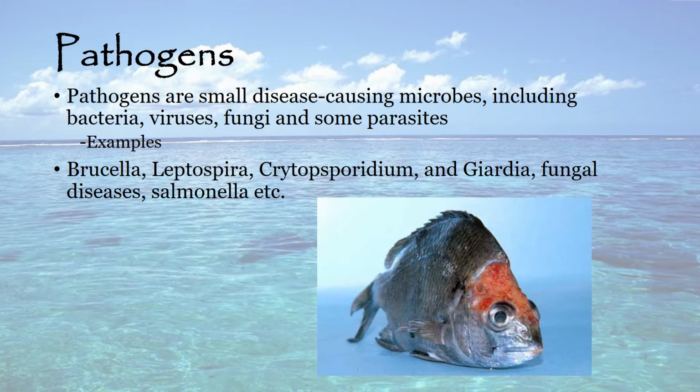So pathogens are kind of a form of parasites. Pathogens are small microbial disease-causing agents that include bacteria, viruses, fungi, and parasites. Examples that you've probably all heard of: Brucella, Leptospira, Cryptosporidium, Giardia, certain fungal diseases, Salmonella. These are pretty common pathogens that you see in the ocean. I think this fish had some kind of fungal disease that was eating away at his scale cells, so poor guy.